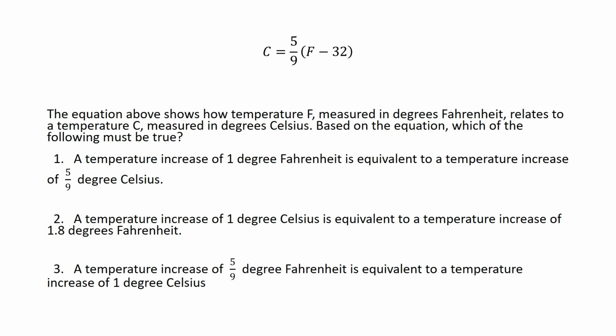1. A temperature increase of 1 degree Fahrenheit is equivalent to a temperature increase of 5/9 degree Celsius. 2. A temperature increase of 1 degree Celsius is equivalent to a temperature increase of 1.8 degrees Fahrenheit. 3. A temperature increase of 5/9 degree Fahrenheit is equivalent to a temperature increase of 1 degree Celsius.